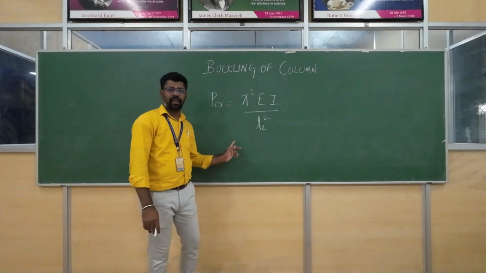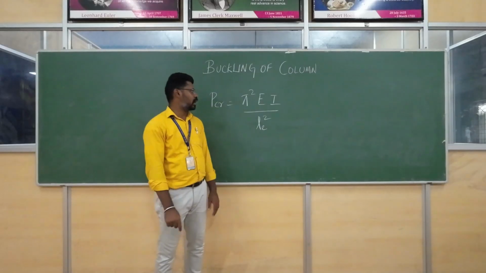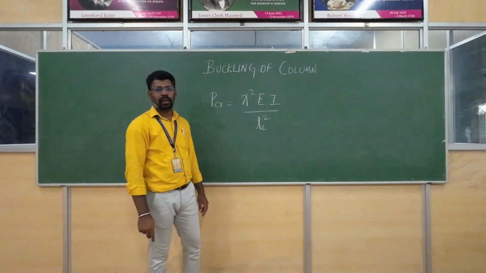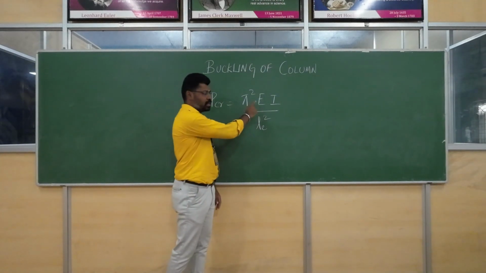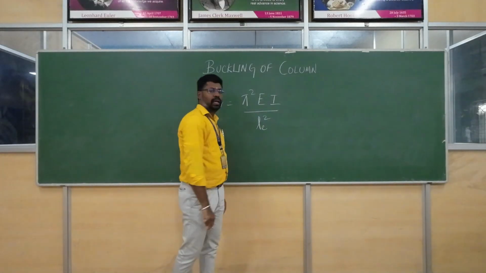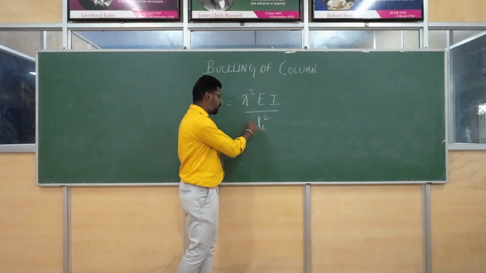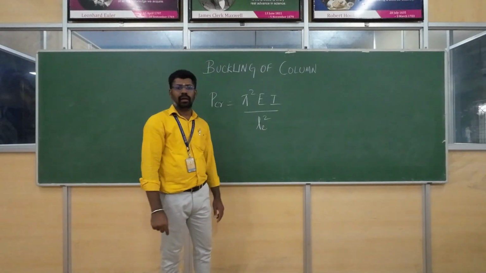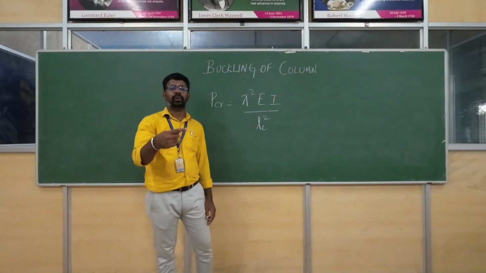Now we are going to see the theoretical formula, how to compute the buckling load of a column using the theoretical approach. Here we use Euler's column theory. The critical buckling load is pi square E I by L E squared, where E is the Young's modulus of the column, a material property, I is the moment of inertia, a geometrical parameter, and L E is the equivalent length of the column. Why have I mentioned E here? Because the equivalent length will change with respect to the end conditions.